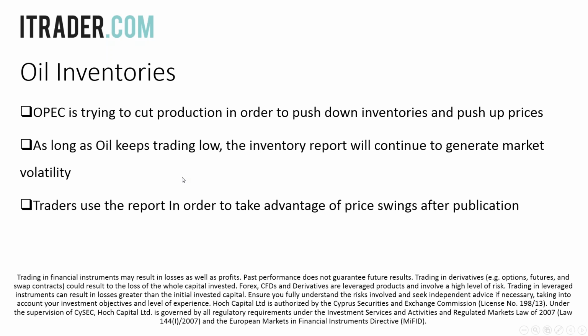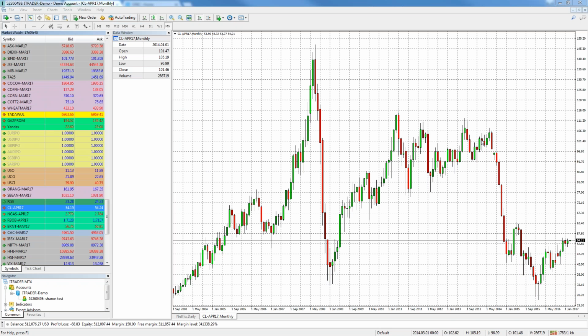As long as oil keeps trading low, as it is now, $50, $51, $52, $53 per barrel, the inventory report will continue to generate market volatility. Because think about it, 3 years ago, when the price was around $100 per barrel, these oil countries didn't really pay a lot of attention to the oil inventories in the United States because they made a lot of money.